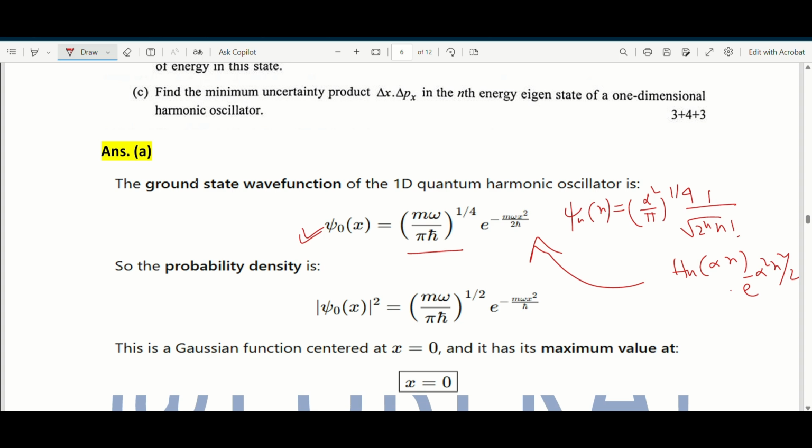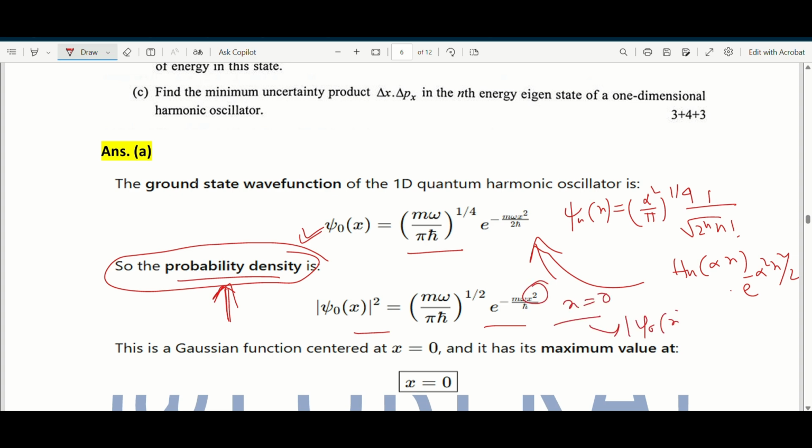Now, what is the probability density? The probability density will be the mod square. This Gaussian function achieves its maximum value when x equals to 0, and that maximum value is m omega by pi h bar to the power half. That's why at x equals to 0 it gives the maximum.